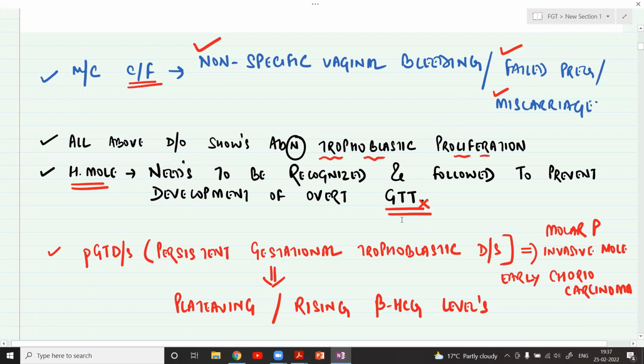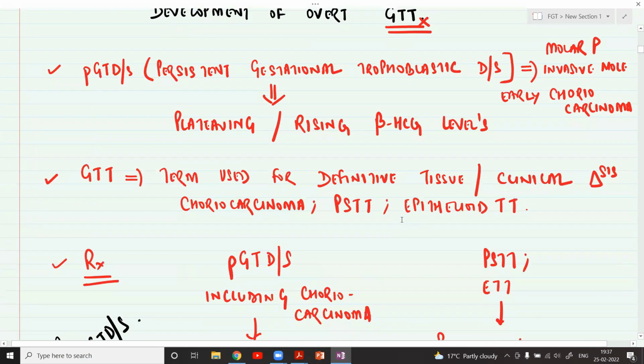Now, very important, we have to understand I have used two terms over here. One term is persistent gestational trophoblastic disease. Another term is GTT. So what is the difference between persistent gestational trophoblastic disease and gestational trophoblastic tumor? PGTD is not a tissue diagnosis. It is more of a biochemical diagnosis.